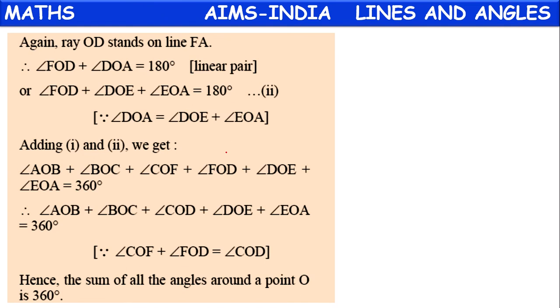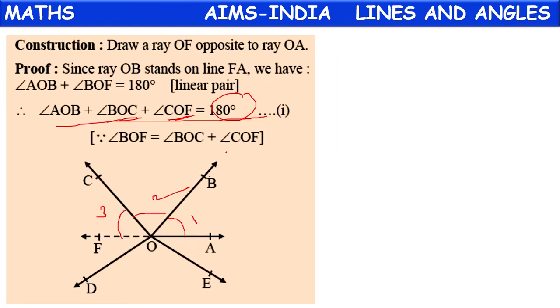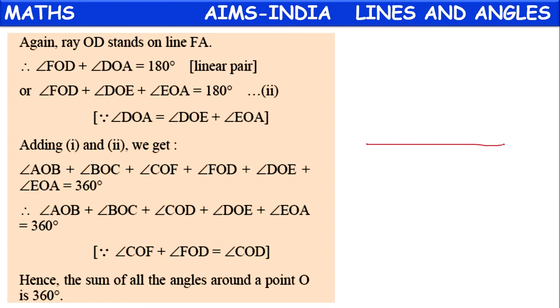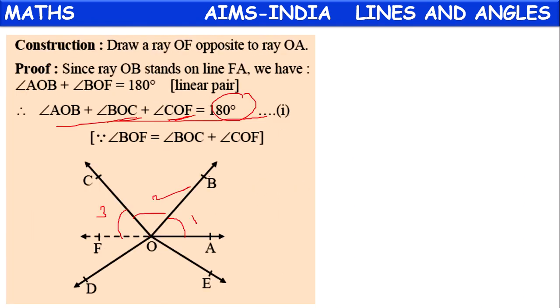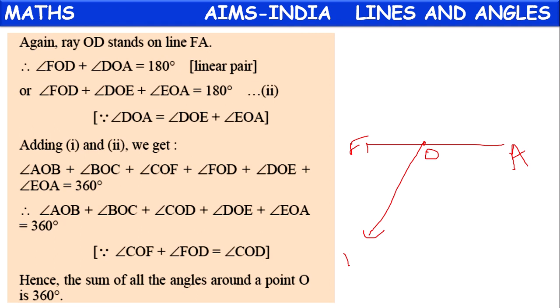In the same way, this is A, this is F, this is O. Now here, the OD ray is standing on the FA line. So this part will make a linear pair. FOD plus DOA equals 180 degrees, linear pair. Total angle on a straight line, but the downside.